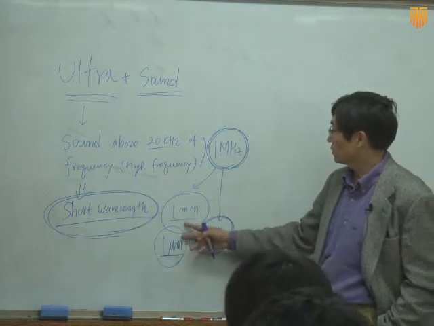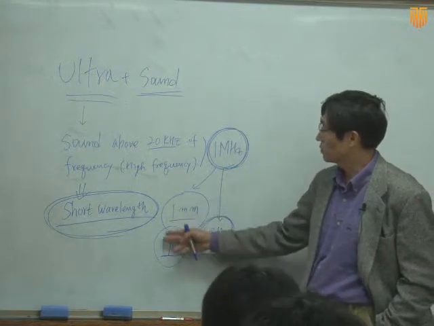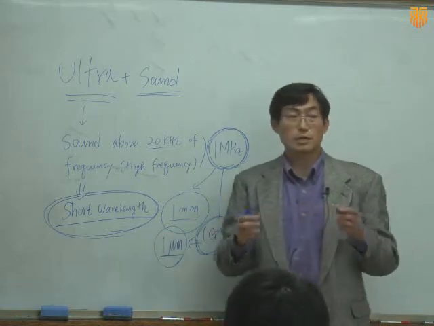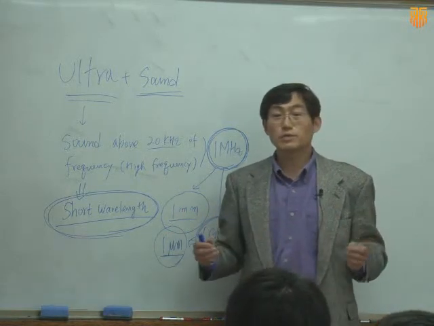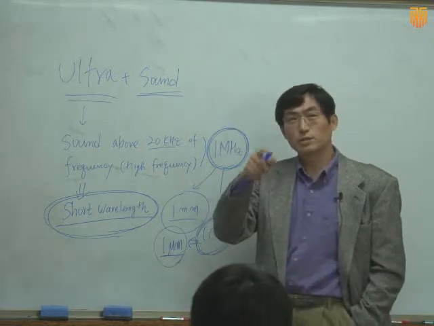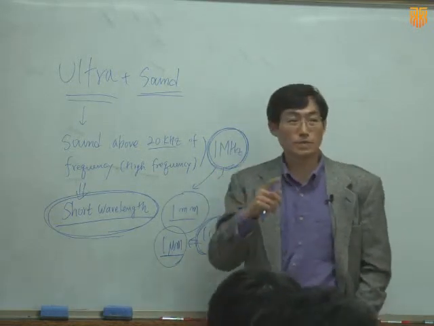So why do you use this kind of short wavelength? Because the wavelength means the scale. When you measure your height, what kind of basic scale is it? That is a centimeter, right?